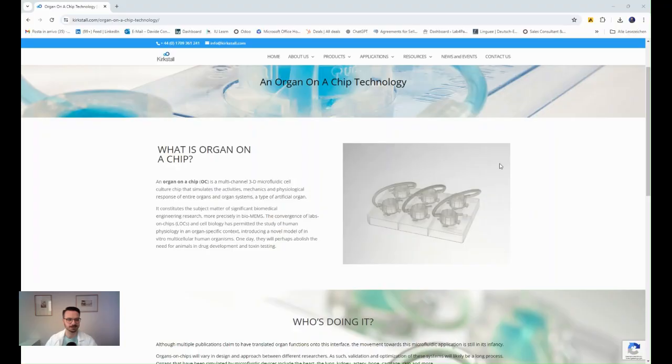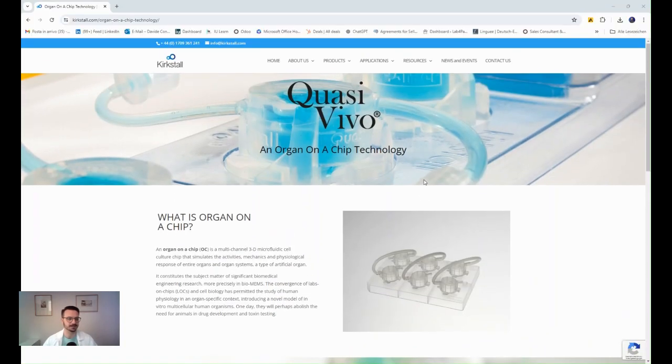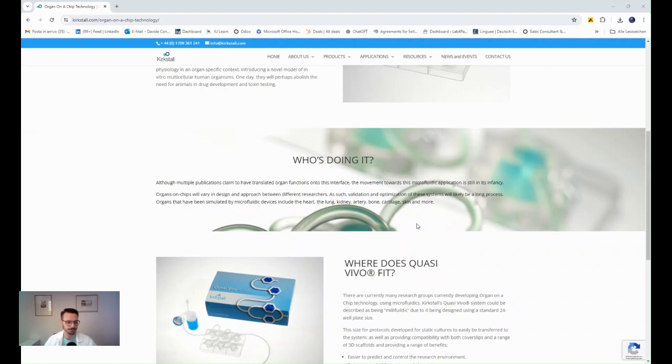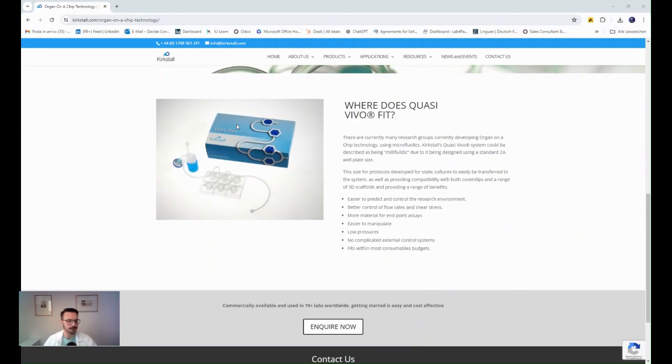Having said that, let's jump into the comparison and keep on watching, because there are some interesting things to consider. So the first company that we will look at is Kickstyle. Kickstyle has a platform called Vivo, and this is a particular kind of organ on a chip, quite interesting. They have already been on the market for a long time.